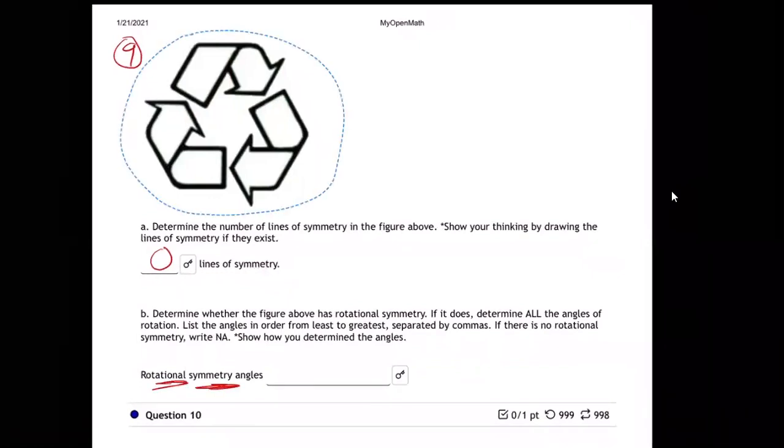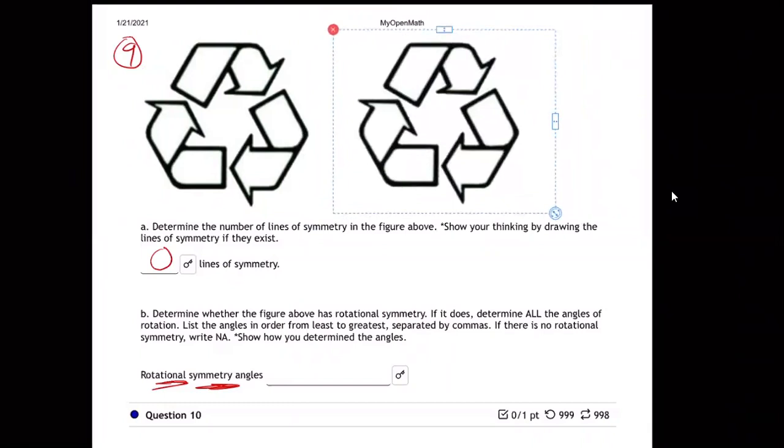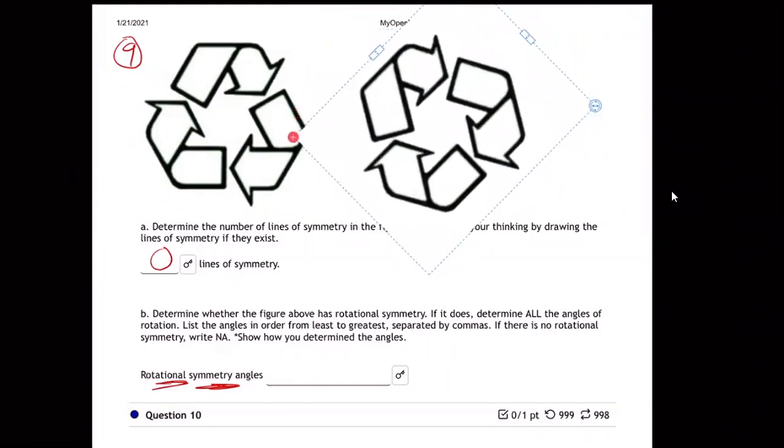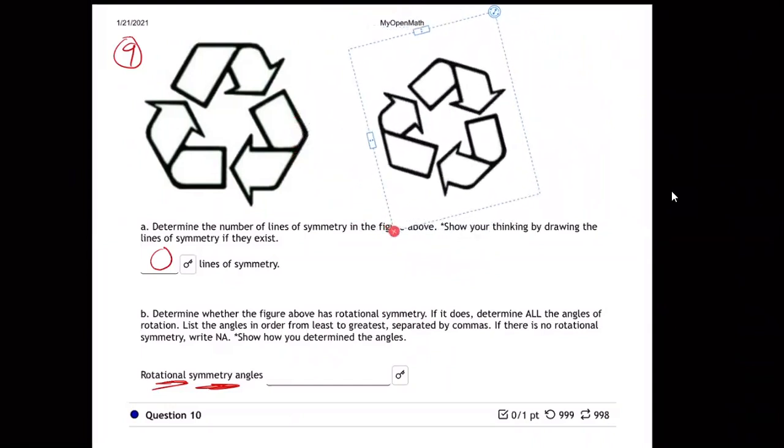Shall we try to grab it and rotate it? There we go. So what do you think? Can I rotate that shape and have it look exactly the same, so it would fit perfectly, with all the arrows fitting right on the arrows? I'll start rotating, rotating, rotating. Basically I just have to bring that other part up to the top, don't I? There. That looks the same, doesn't it? That's exactly the same.